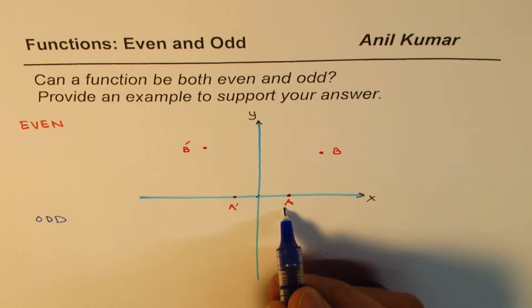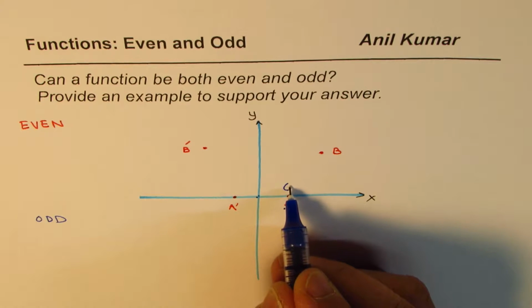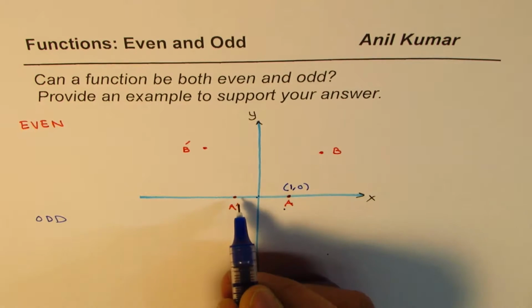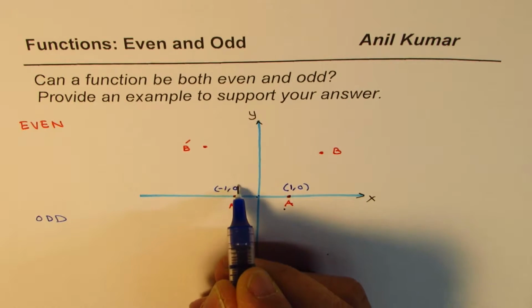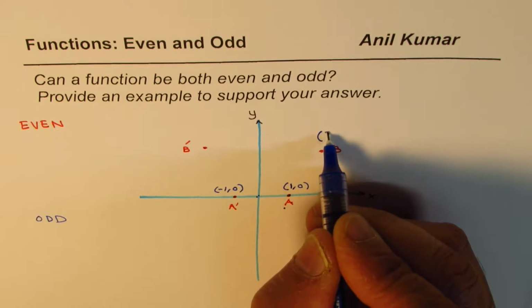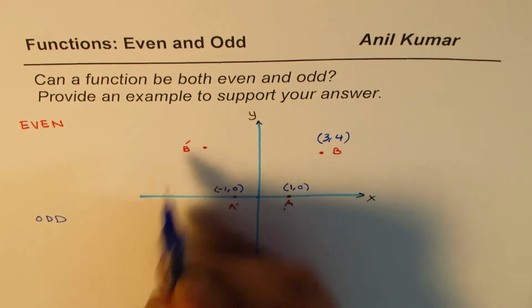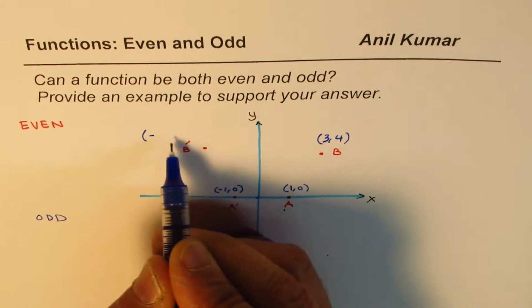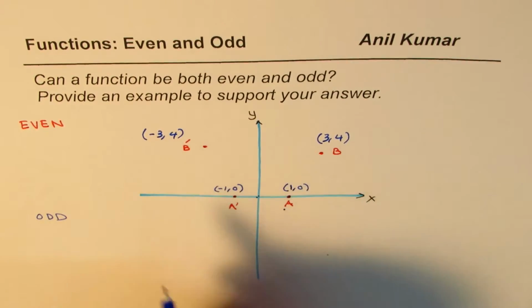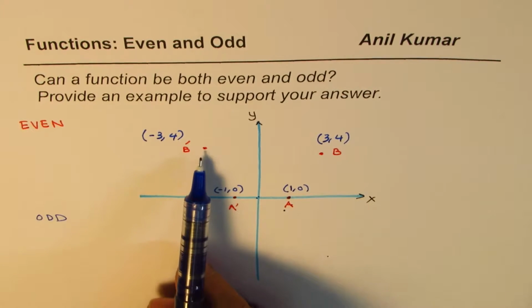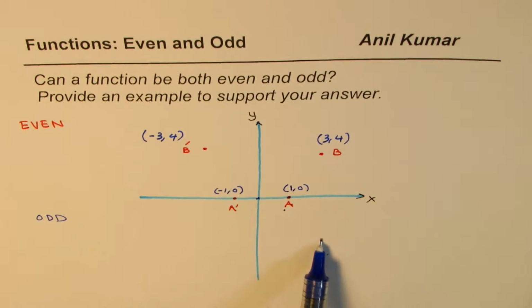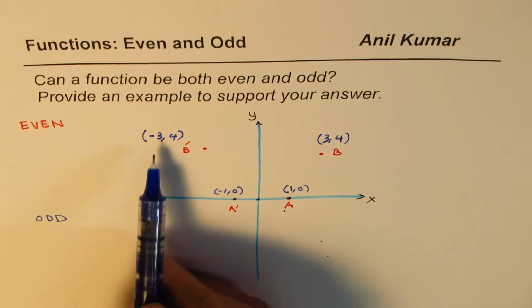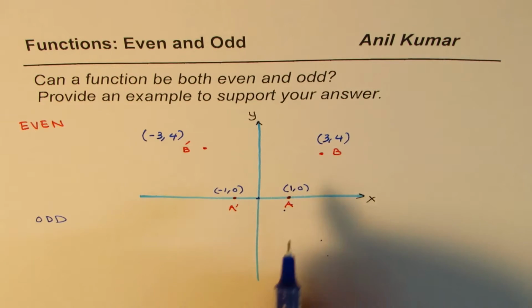Okay, let's give the points values. Let's say this point is 1, 0. Then this is going to be minus 1, 0. And let's take this point as 3, 4, and this point will be minus 3, 4, correct? Now if I reflect this point about the origin, and let's say it is an odd function, then what happens? Then that means at 3 I'll have a value minus 4, right?